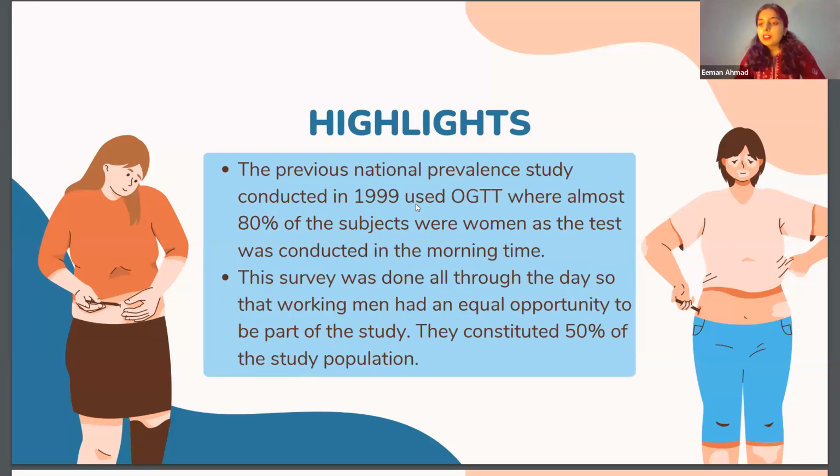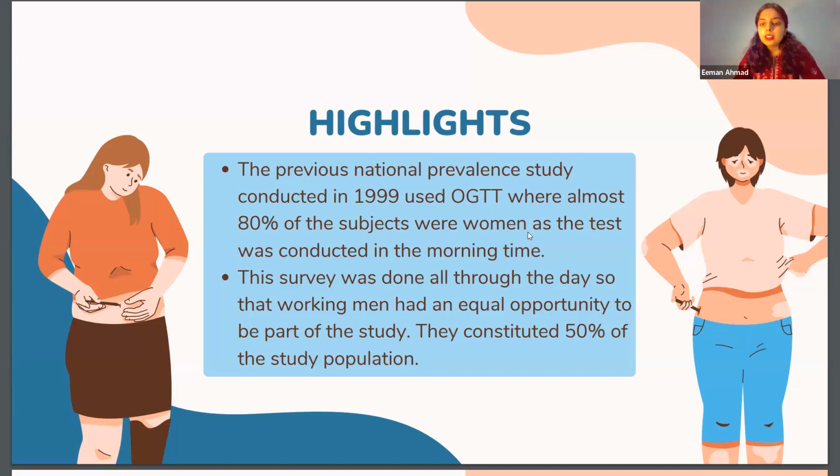And also the previous national prevalence survey that they've mentioned earlier, that was conducted in 1999, so a very long time ago, before I was even born. That particular survey did use the OGTT, the oral glucose tolerance test. However, 80% of the subjects were women. So that is not a good study because we need to look at men as well, right?